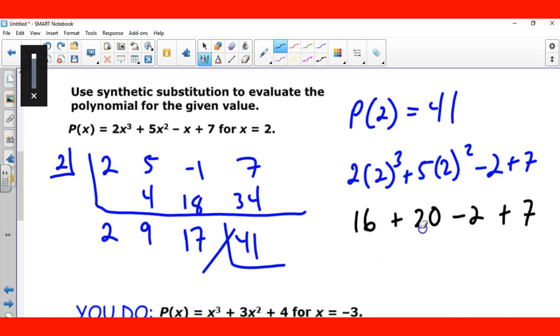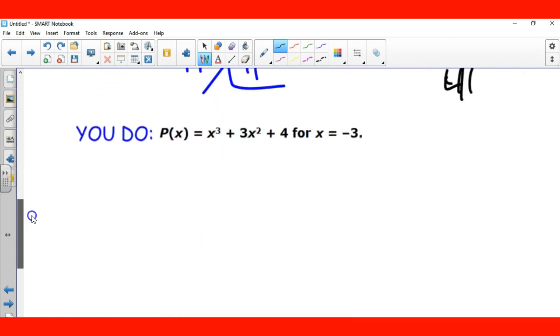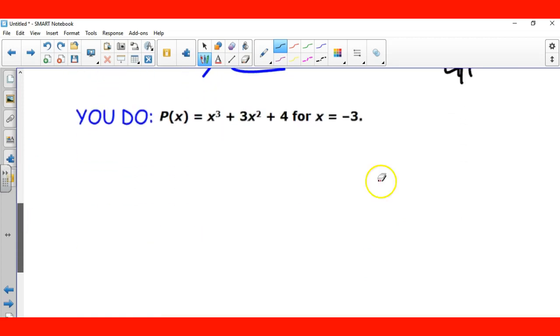So 16 plus 20 is 36. 36 minus 2 is going to be 34. And 34 plus 7 is 41. So this is a way to check yourself. Now I got a U try, just to work through it.